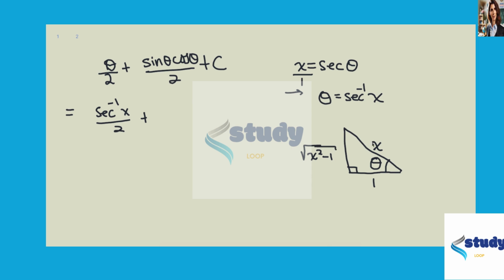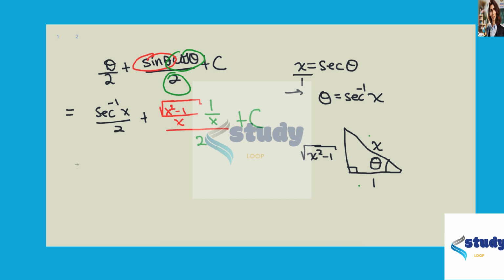So now we can go ahead and find sine and cosine. So sine is opposite over hypotenuse, so we have the square root of x squared minus 1 over x for sine. And then for cosine, adjacent over hypotenuse, so that's 1 over x. And then we still have our 2 down there.